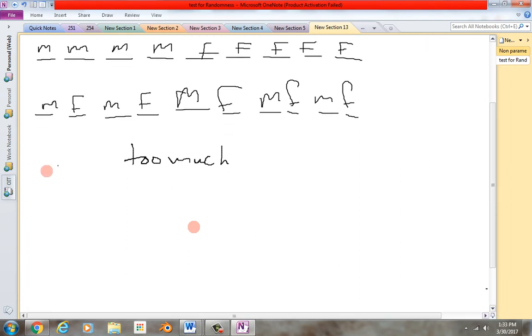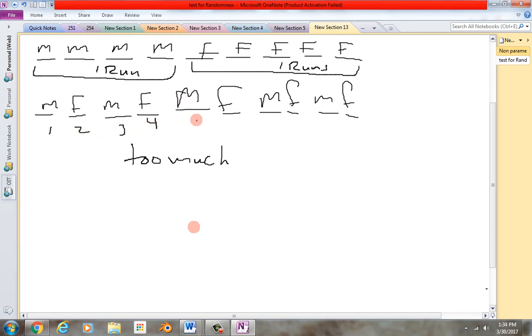Okay? And so what this test does is it goes in and it numbers the amount of runs that there are. So in the case of this top one, this is a run. That's one run. This is one run. So we have a total of 2 runs up here. Well, down here we got 1, 2, 3, 4, 5, 6, 7, 8, 9. For crying out loud, you got 10 runs. That's too many. That is, every time it switches back and forth, that's what we define to be a run.